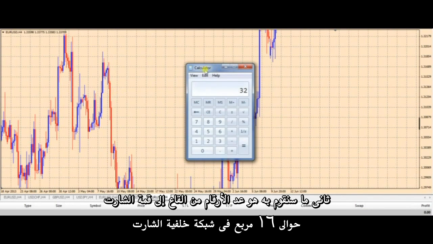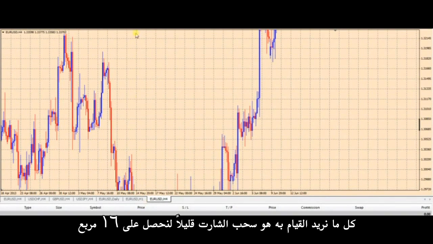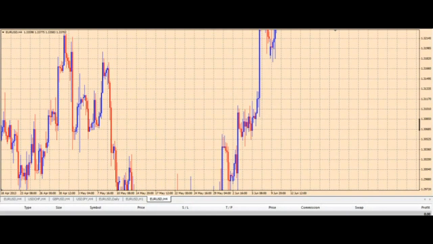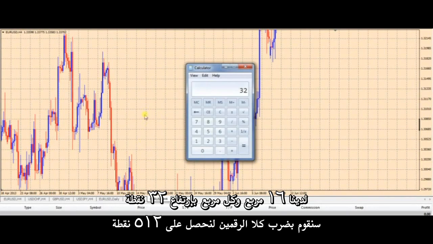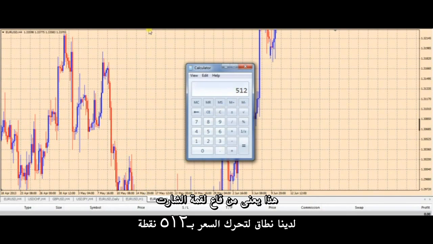The next thing we need to do is count how many boxes we have in our background. 1, 2, 3, 4, 5, 6, 7, 8, 9, 10, 11, 12, 13, 14, 15, almost 16. So I'm going to pull the chart down just a little bit more, and that's almost exactly 16 squares right there. Now we have 16 squares, and each one of these squares has to be 32 pips high. So we multiply the 32 pips by our 16 squares, and we get 512 pips. That means that from the bottom of the chart to the top of the chart, we need there to be a difference of 512 pips.